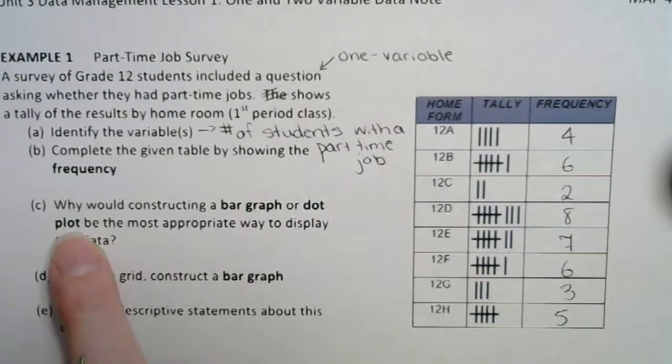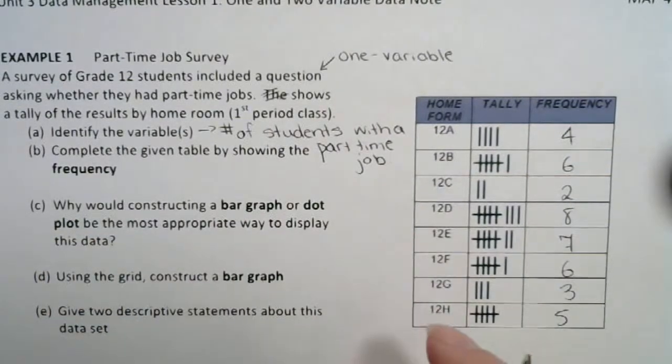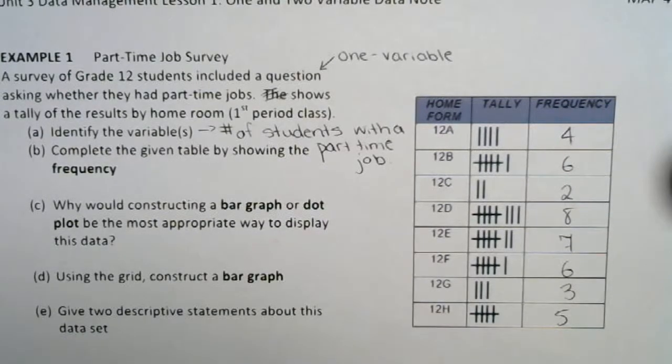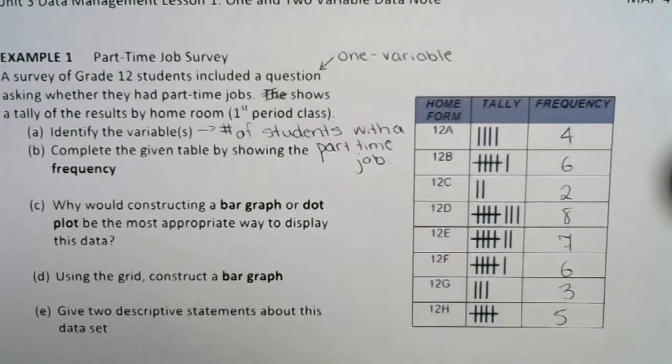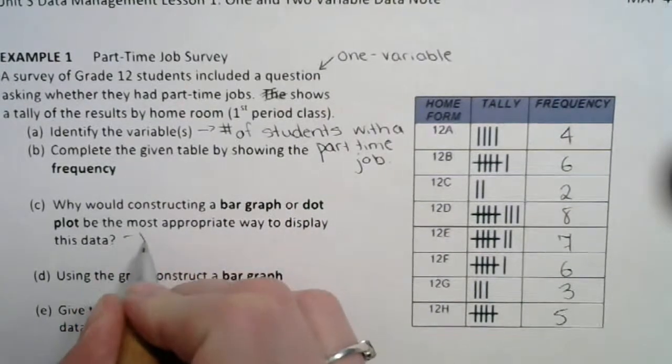Why would constructing a bar graph or a dot plot be the most appropriate way to display this data? At some point you're going to have to be able to choose the kind of data that you want to present and how to present it. And the reason in this case that a bar graph or a dot plot might be the most appropriate is because the data is one variable.